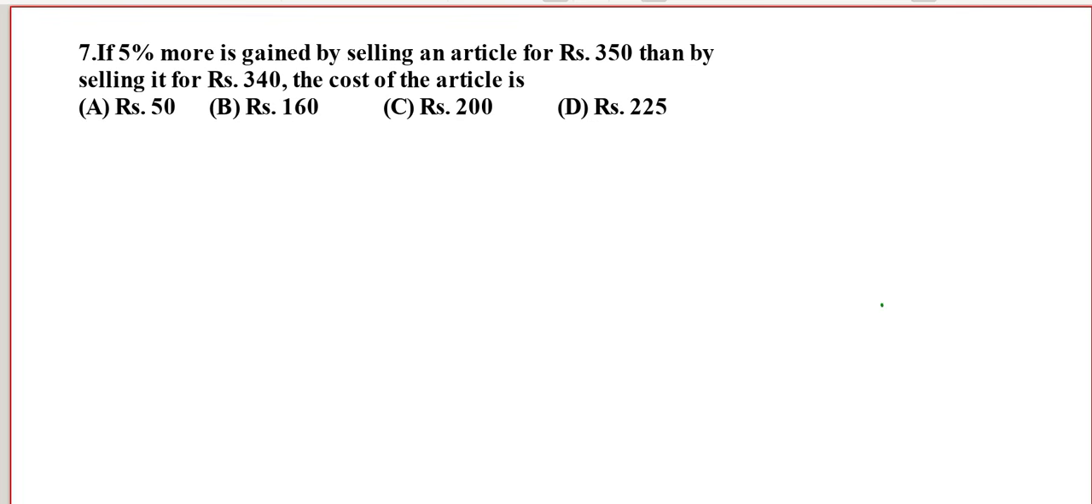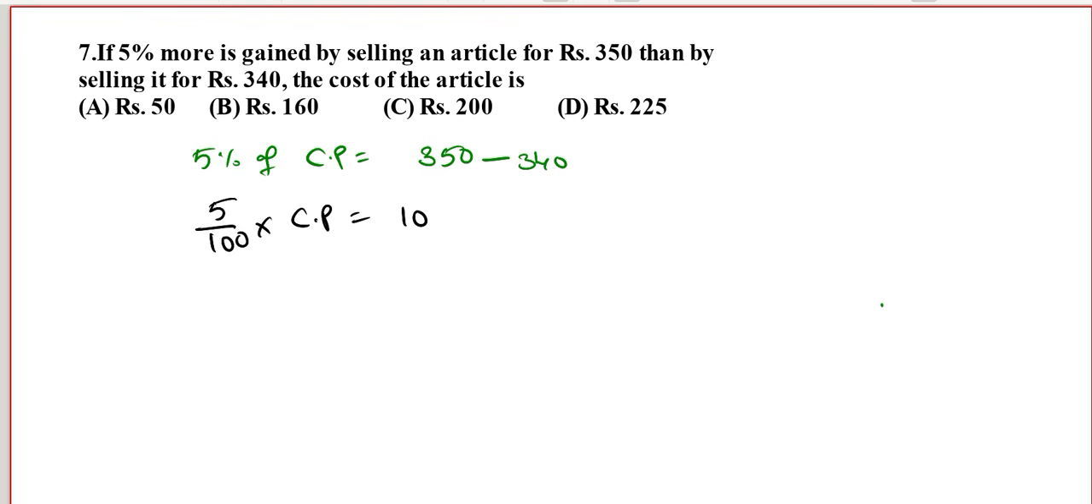If a person gains 5 percentage more by selling an article for 350 rupees than by selling it for 340 rupees, find the cost price of the article. It means that if I sell that article for 350 rupees instead of 340 rupees, I will get 5 percentage more as profit. So this 5 percentage of cost price is obtained by the difference between the two selling prices, that is 350 minus 340. 5 percentage means 5 by 100 into cost price, which equals 10.